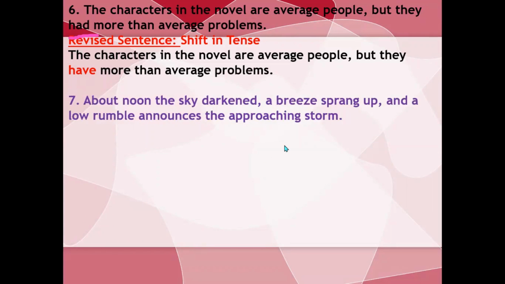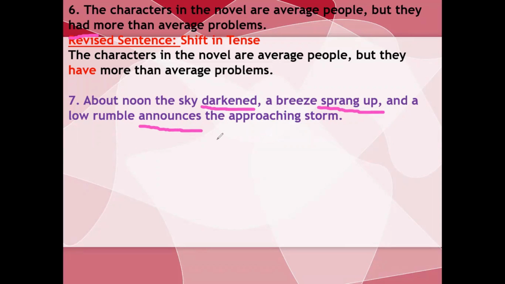About noon, the sky darkened, a breeze sprang up, and a low rumble announces the approaching storm. Is there any shift in pronoun? Let's check. What are the pronouns here? None. Therefore, there is no shift in number, and there's no shift in person. Okay, let's check the verbs. What are the verbs here? We have darkened, sprung up, and then announces.